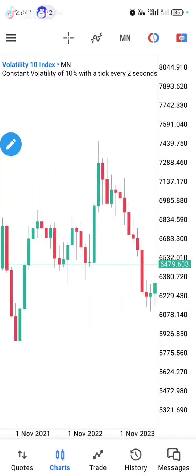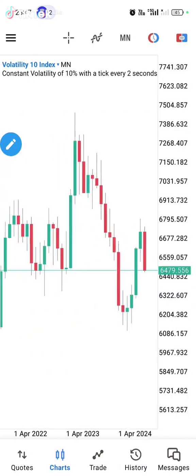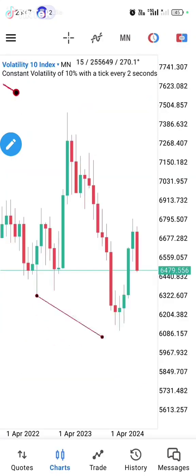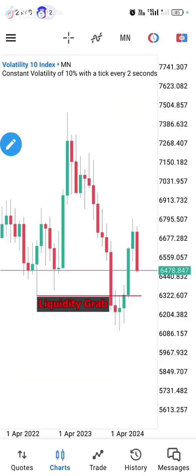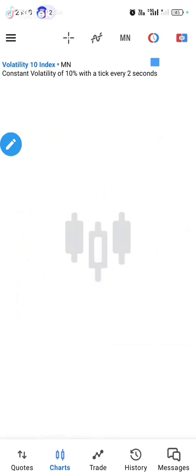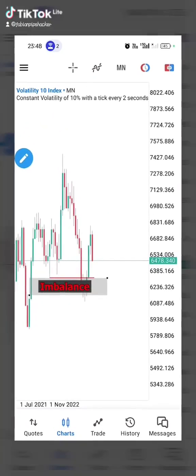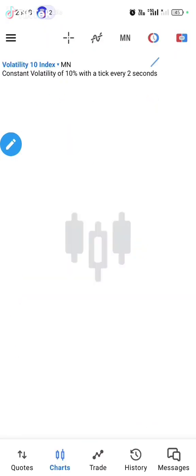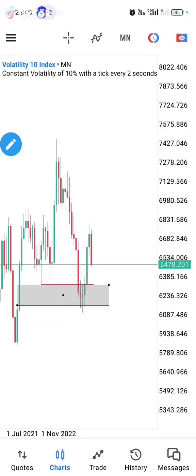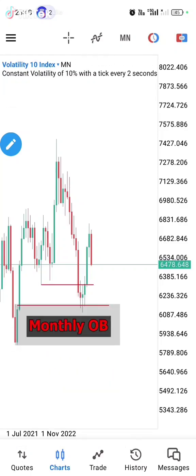So on the monthly chart, we can see that price sort of gave us a liquidity grab. So this is a run below the low, then it was rushing for that imbalance. So it filled the imbalance, and then as you can see, it completely rebalanced that imbalance, and then it hit the monthly order block. So this is on the monthly.